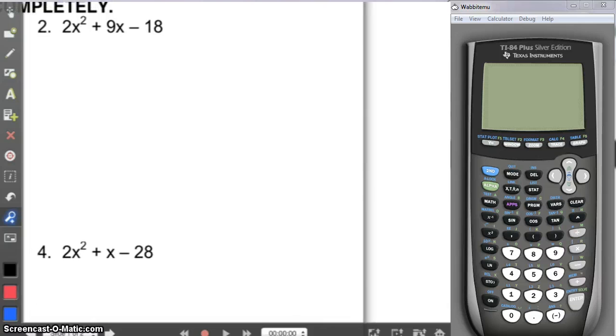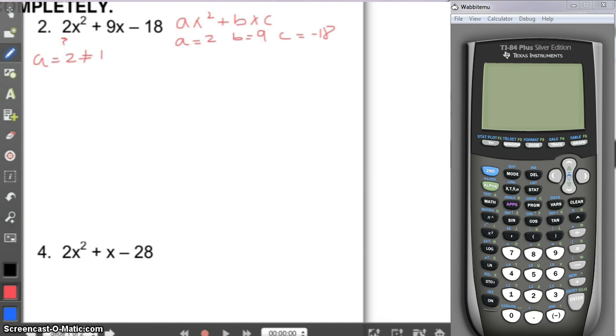What makes this a different lesson is that, as you can see, a, which is the number in front of x squared, is 2, which is different from 1. So decide what your a, b, and c are. Remember, the equation of a quadratic equation is ax squared plus bx plus c. So a is 2 in this case, b is 9, and c is negative 18.